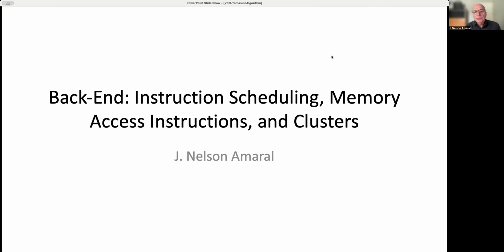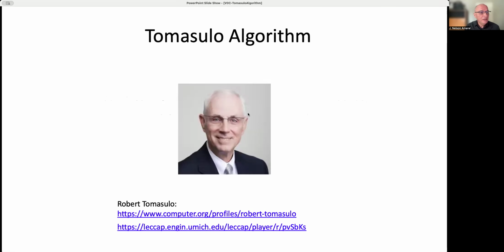In this lecture, we start looking at the back end of our microprocessor design. We're going to be looking into instruction scheduling, memory access instructions, and the clustering of units throughout this unit. Today, we're going to start with a very important technique that was designed by Robert Tomasulo.